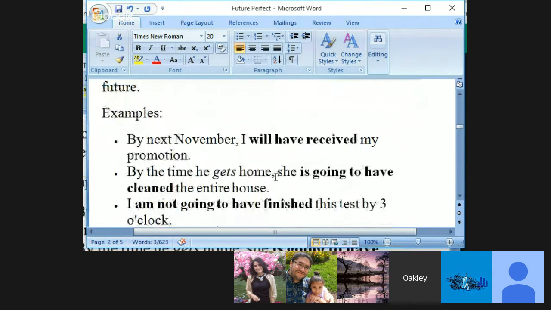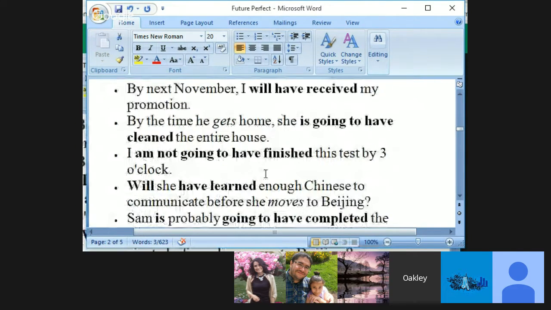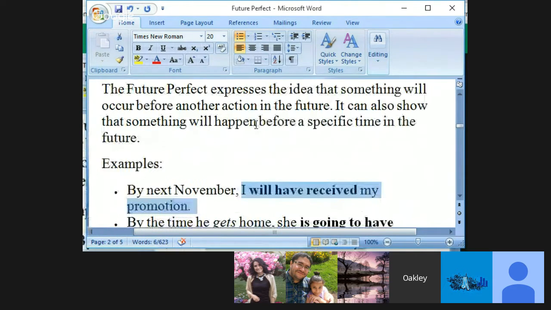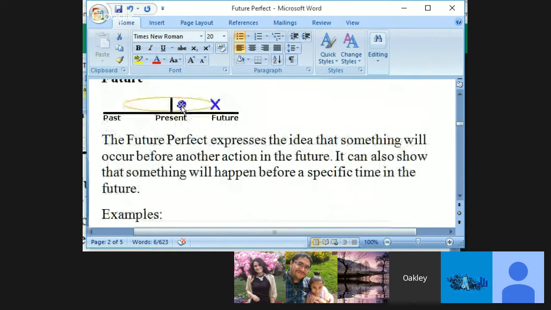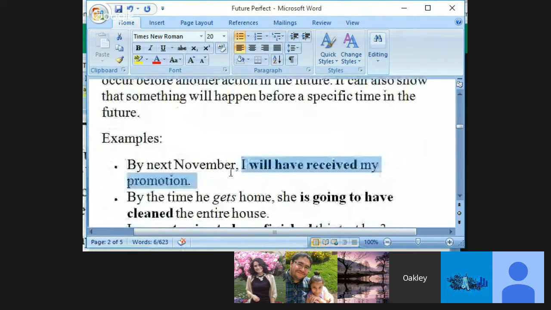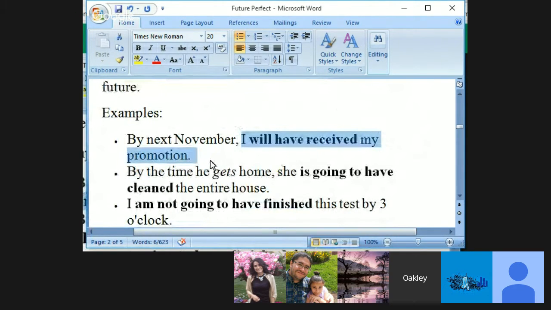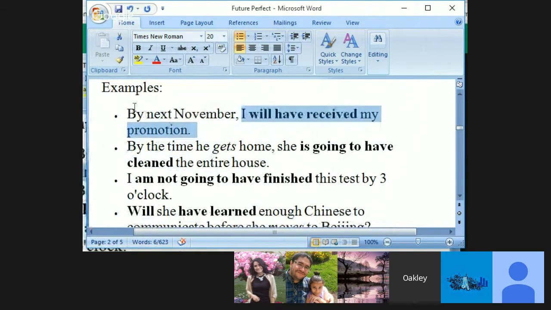Okay, let's look at some examples. All right, by next November, boom. In this case, specific time. Next November is our purple X. I will have received my promotion. Okay, that's our future perfect. That's our little purple circle here. Okay, this promotion is going to happen before November. Okay, when we say by next November, that means like November 1st.